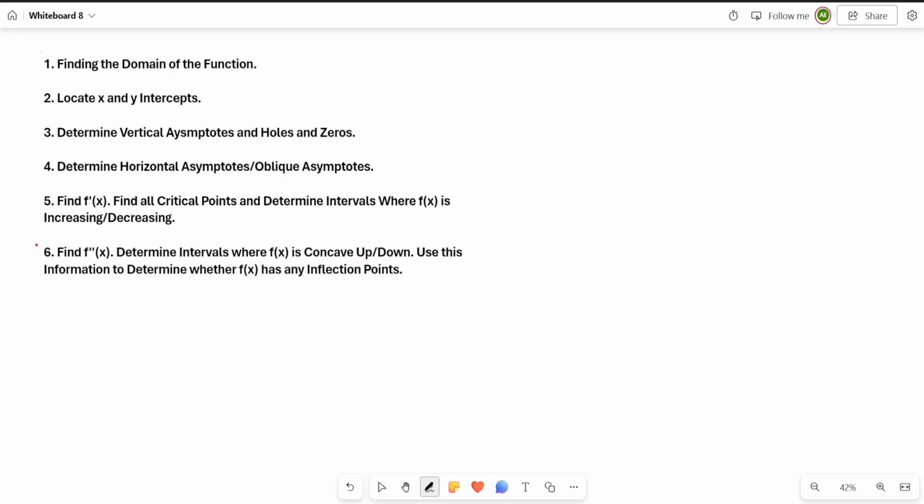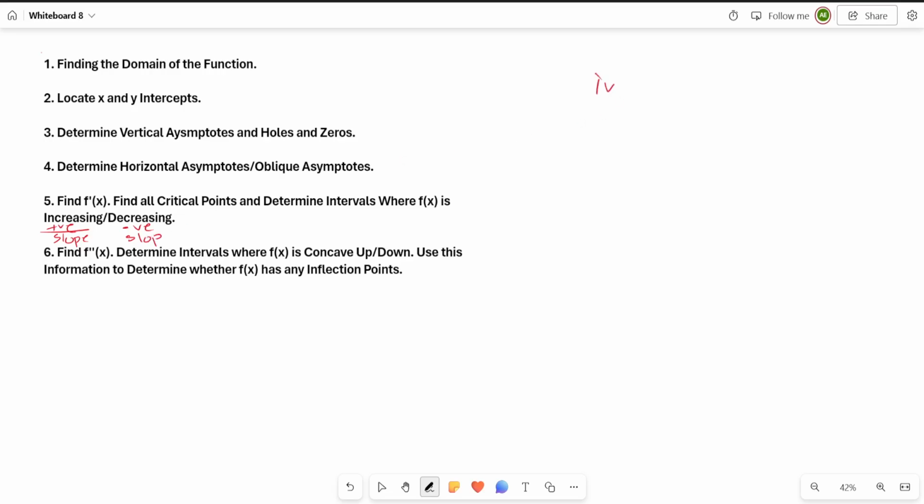The fifth and sixth step basically says that we need to find the first derivative to find all the critical points, and by critical points we mean stationary points, or points where the slope or gradient is 0, and determine the intervals where f of x is increasing or decreasing. Increasing interval means the interval where our function is having a positive slope or positive gradient. Decreasing is the other way around, the parts where the function is having a negative slope.